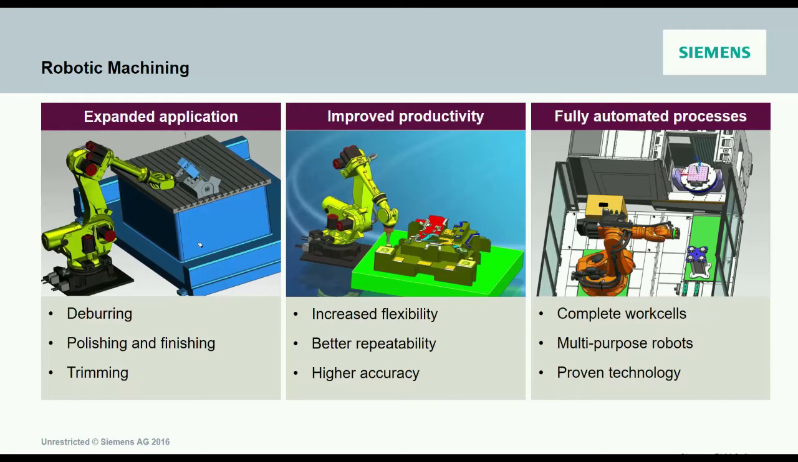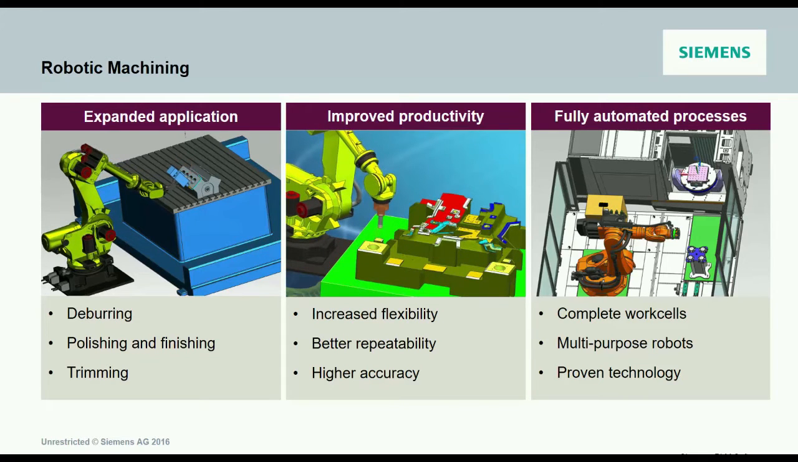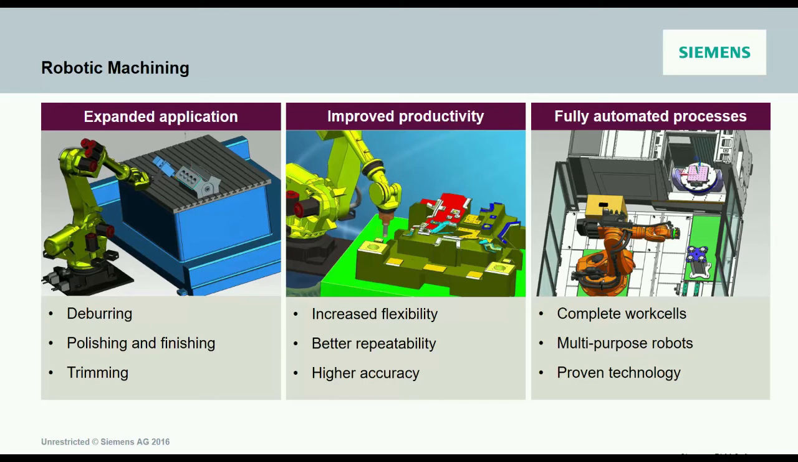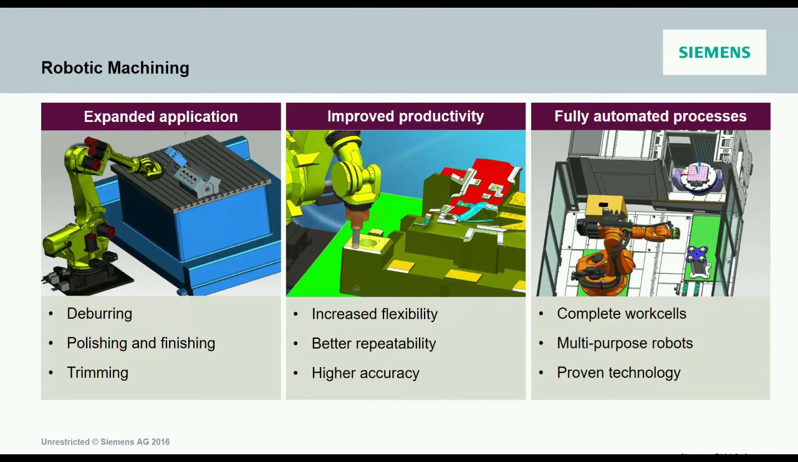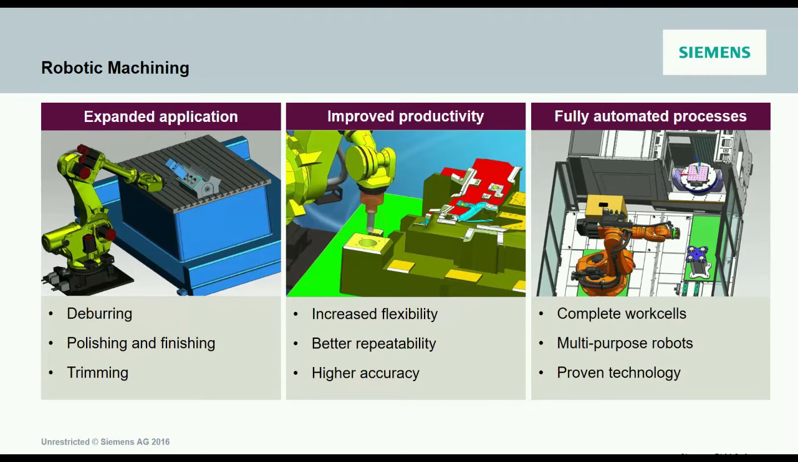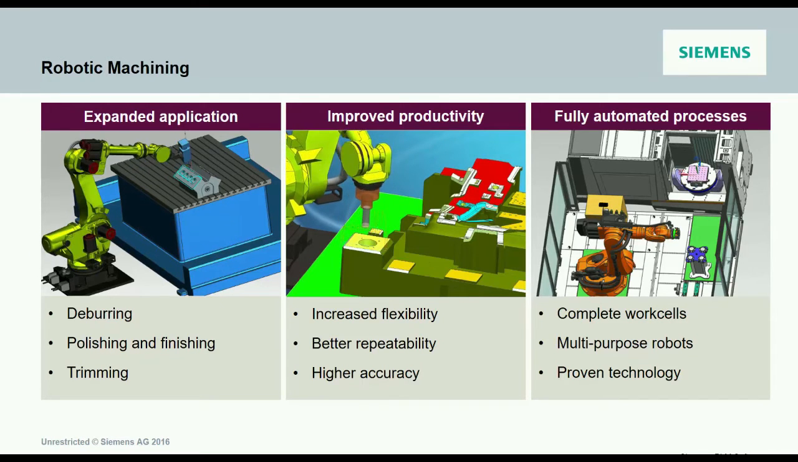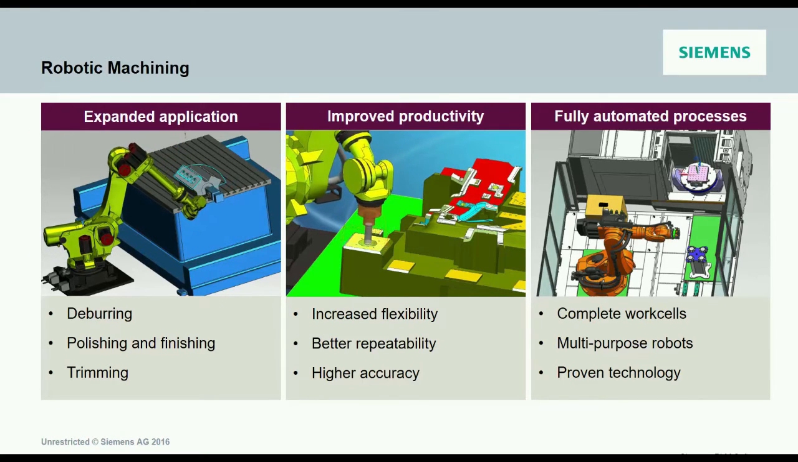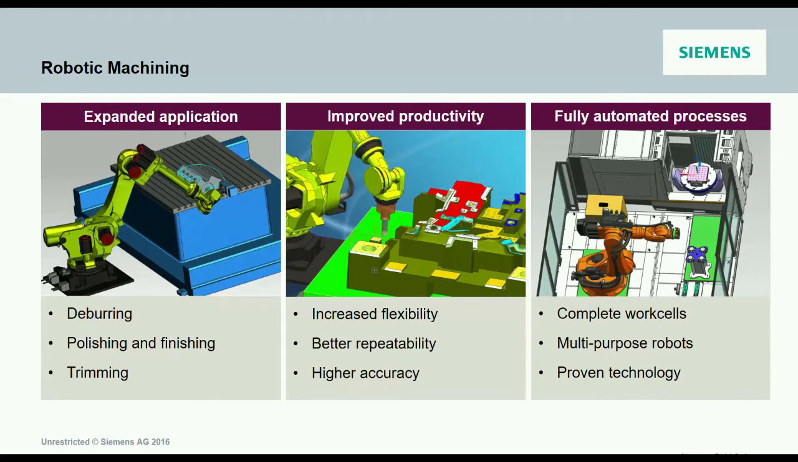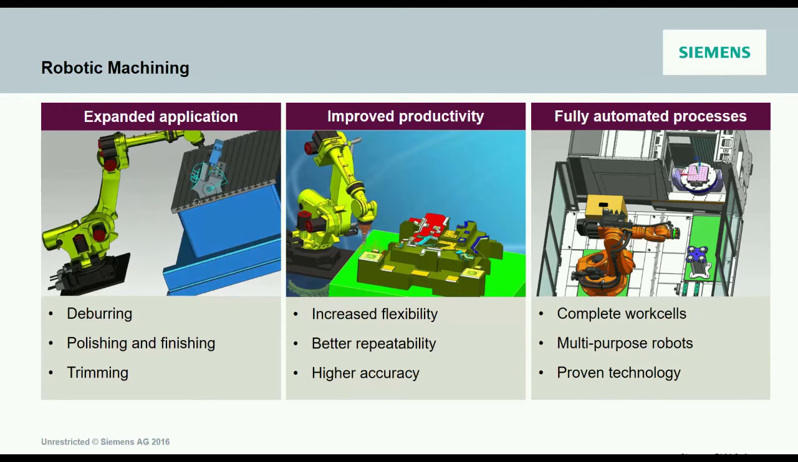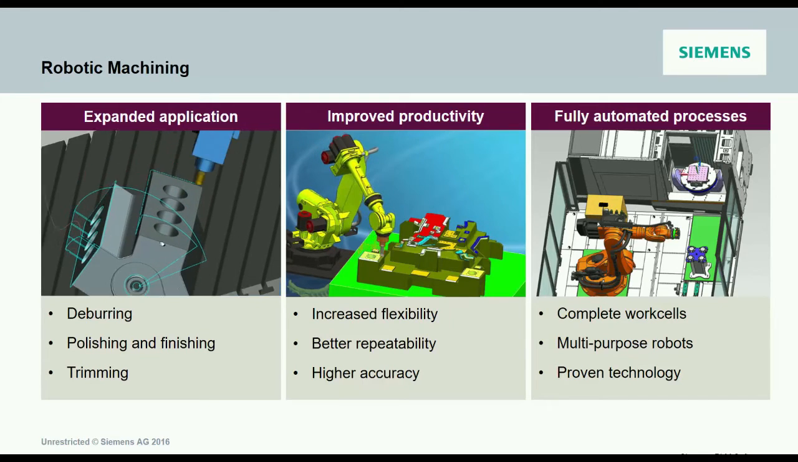So you can see here we can expand the application in which we can use robots. As I said before, the big three: deburring, polishing, finishing, and trimming. We can use them to improve productivity, so we can increase flexibility, get better repeatability and higher accuracy. And then we can also fully automate your manufacturing process. So we can create complete work cells in which we have machine tools where robots are taking parts and putting them into machining centers and unloading and whatnot.